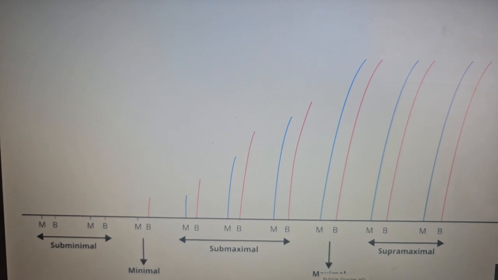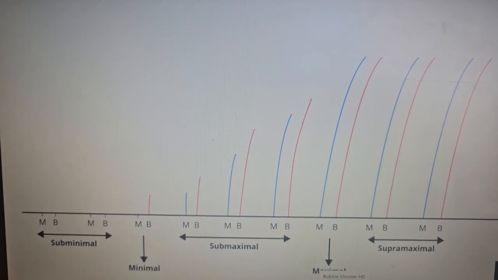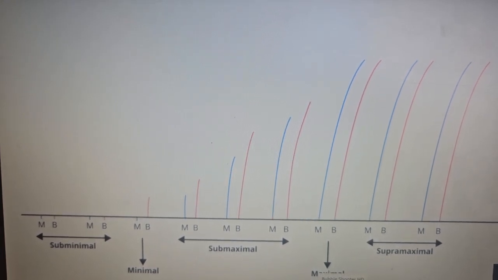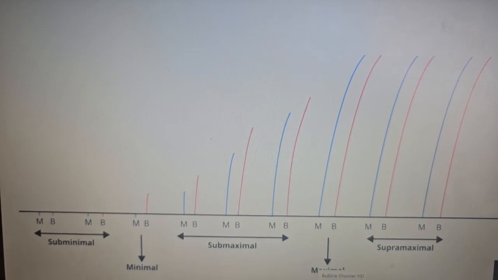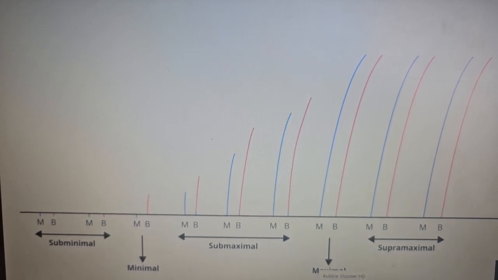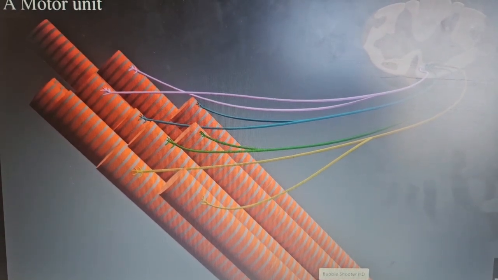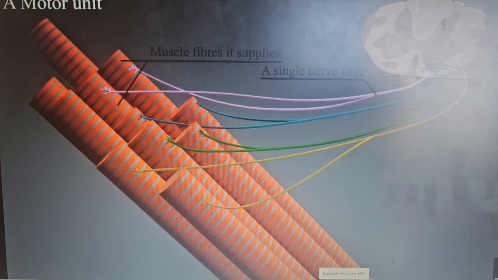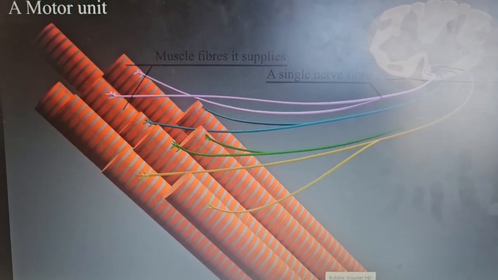Through this experiment, we have understood the different levels of stimuli. We have seen the kind of response each stimulus produces. Now, let's take a look at why the levels of stimuli produce this graded response. Before we start, we need to learn about motor units. A motor unit is a single nerve fiber and all the muscle fibers it supplies.